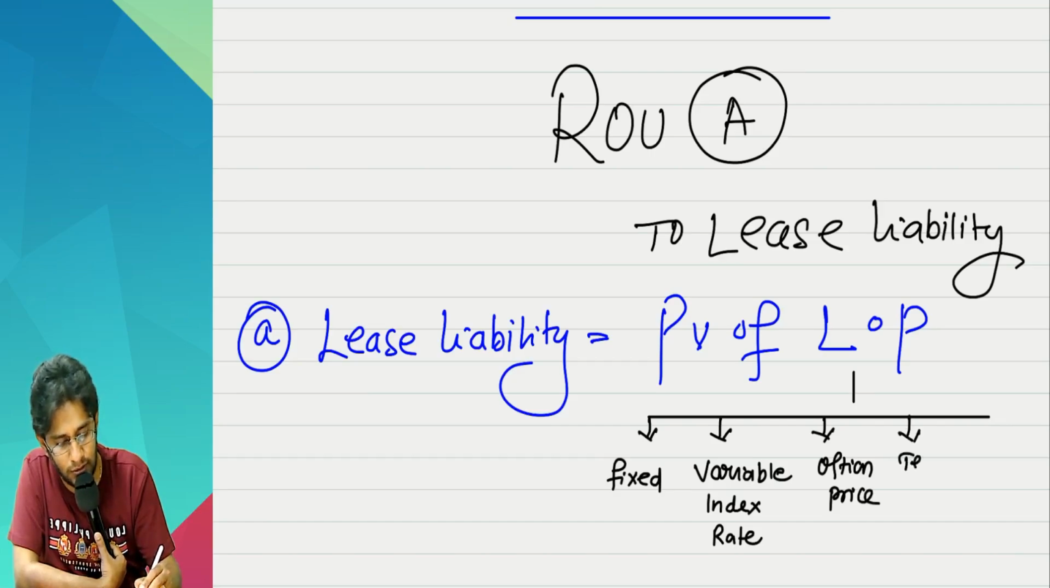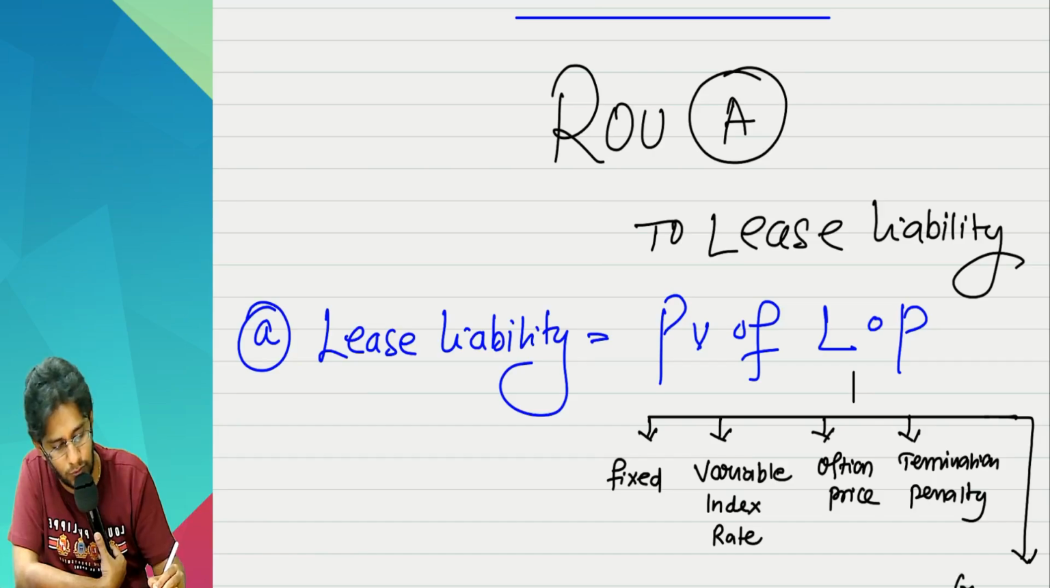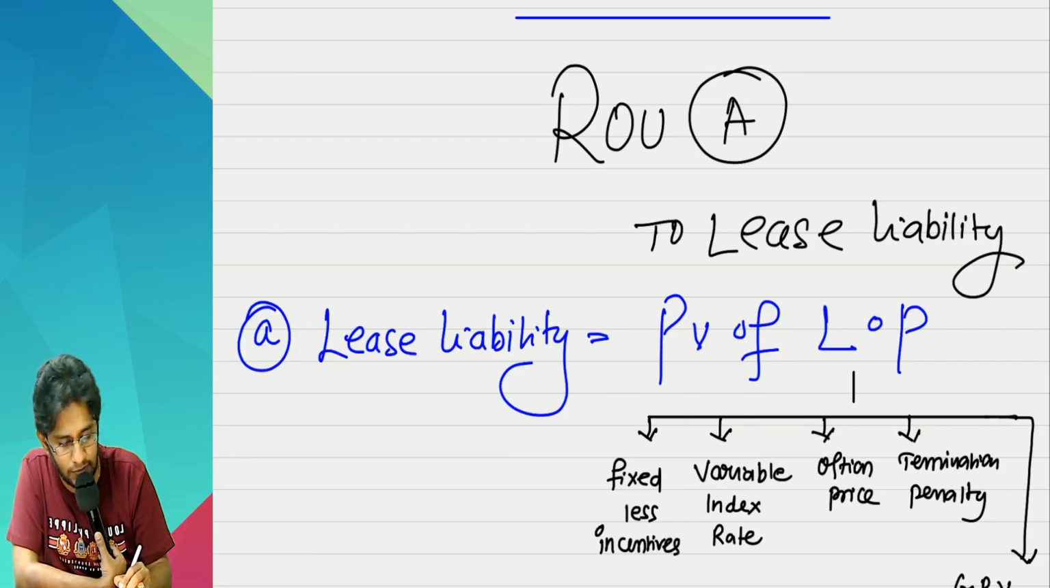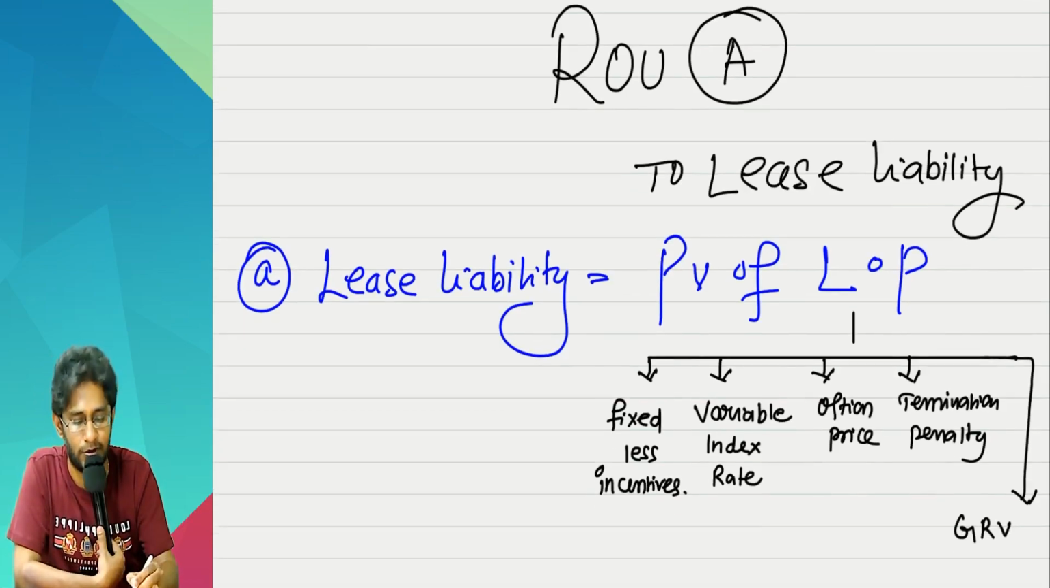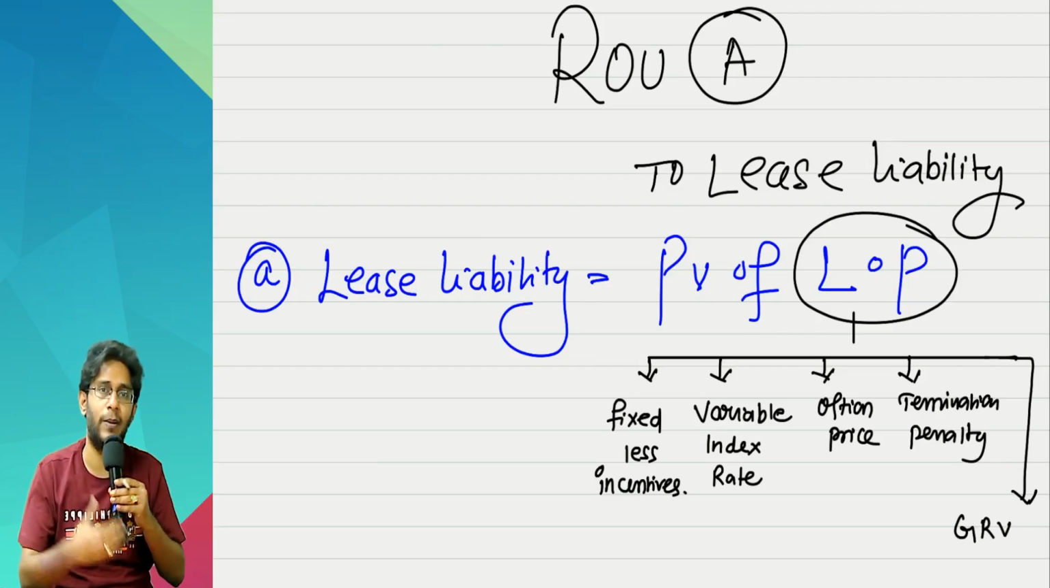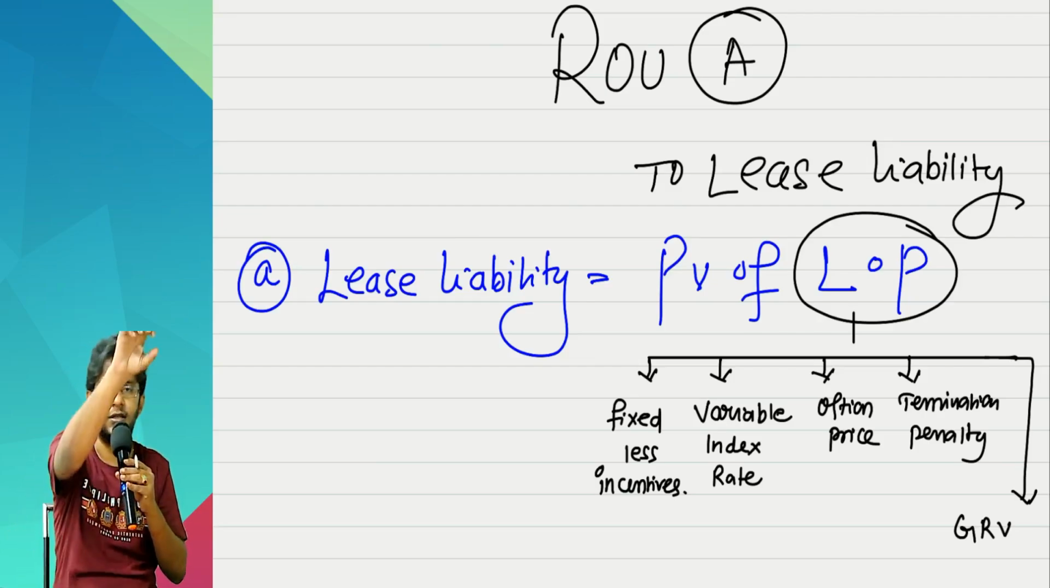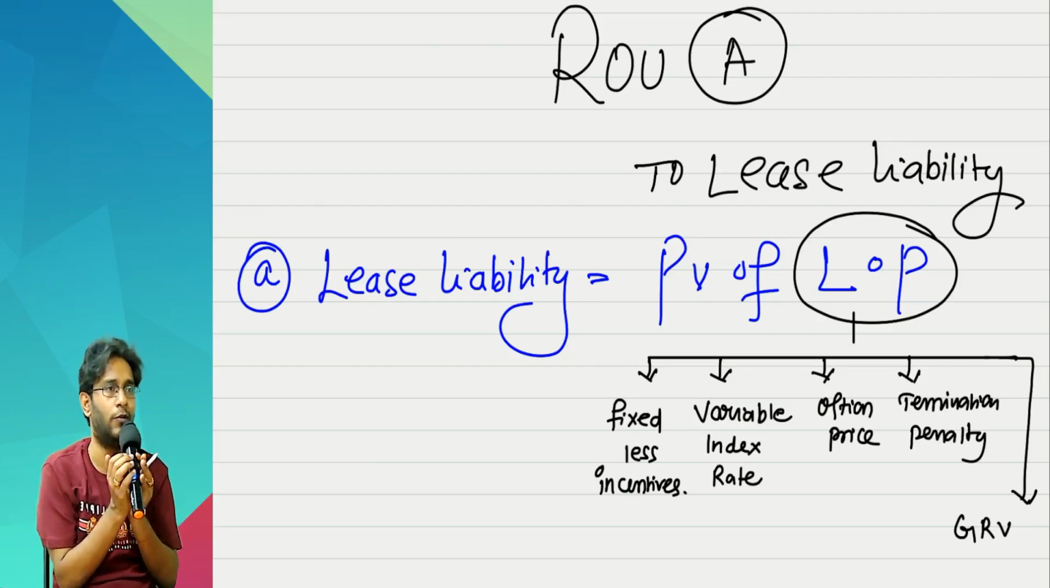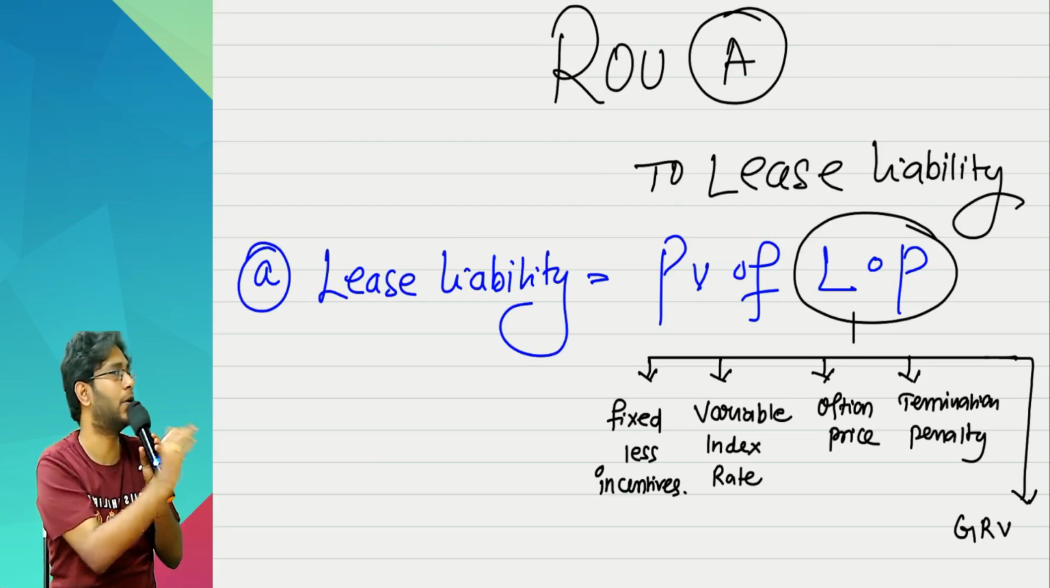It includes termination penalty. It also includes guaranteed residual value, and fixed payments less any incentives. Those are the lease payments, sir. You estimate the lease payments and discount everything to today. When the present value comes, that number becomes your lease liability amount.